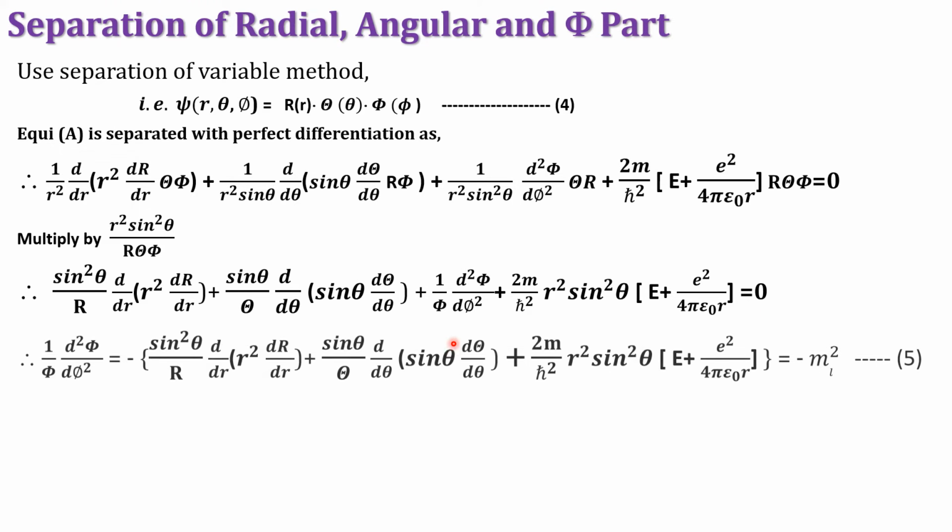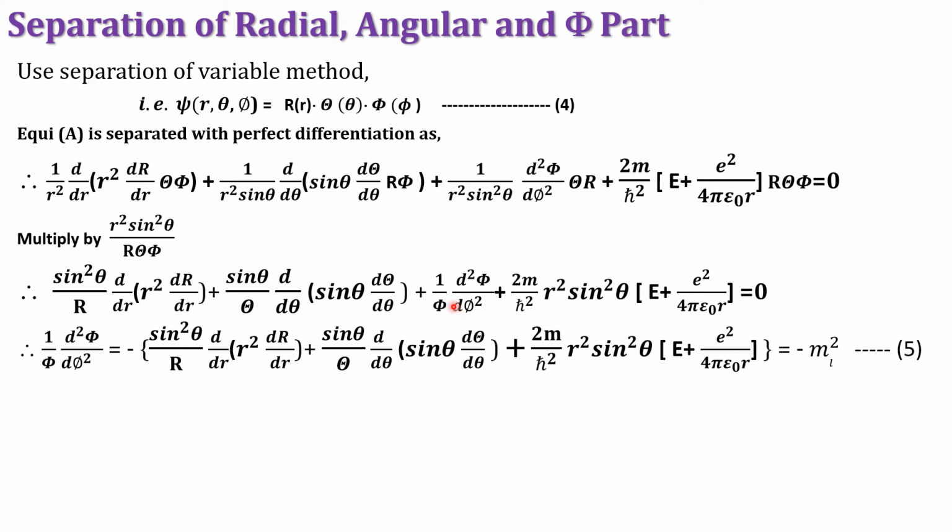In that equation, 1 upon Φ into d²Φ by dφ² depends only on φ, but the first term is a combination of r and θ. The last term is also a combination of r and θ. Only one term is a function of φ only, while the other terms are combinations of r and θ. Hence, that one term, 1 upon Φ d²Φ by dφ², we separate from the equation and rewrite the equation.